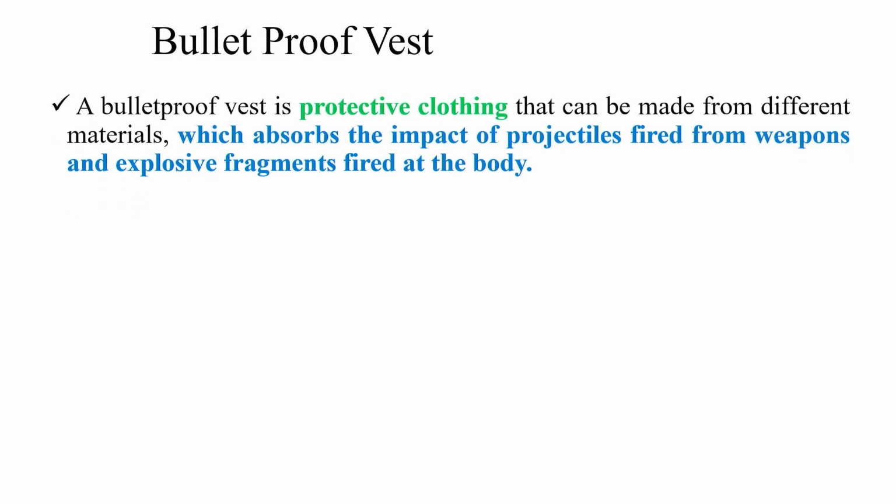So, the bulletproof vest actually consists of textile material. A bulletproof vest is a protective clothing that can be made from different materials, which absorbs the impact of the projectile fired from a weapon or explosive fragments fired at the body. So, it may be any bullet, any type of projectile, or any fragment.